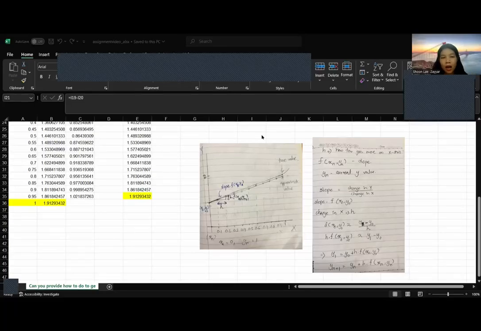Hello everyone. I'd like to talk about Euler's method, which is a numerical technique used to approximate the solution of an ordinary differential equation. So how does it work?